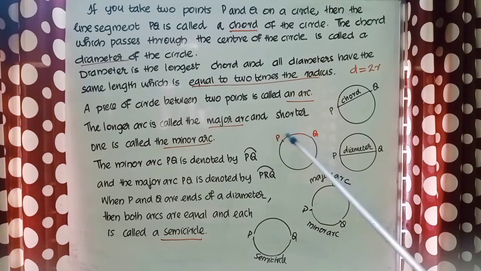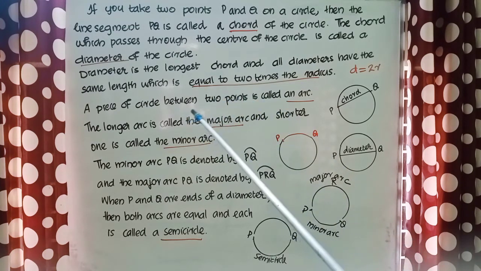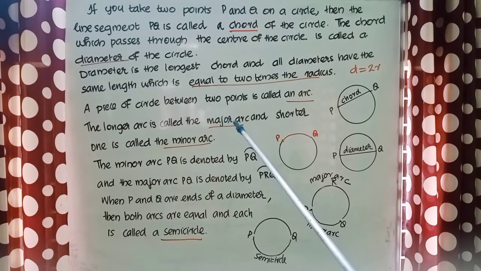So, this is an arc. The longer arc is called the major arc. Here you can see this is the longer arc and this is the shorter arc. The longer arc is called the major arc and the shorter one is called the minor arc. The minor arc PQ is denoted like this. You can write PQ and draw an arc over it, and the major arc PQ is denoted by PRQ. We are taking one more point R on that circle.